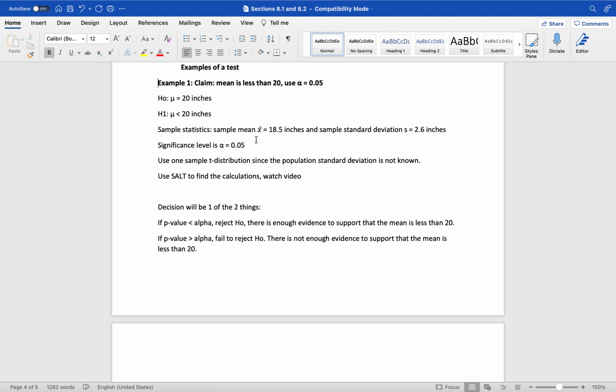Sample means we don't have all the data, we just know some of the data. We're testing that the claim is less than 20. Since the claim is less, that goes in H1. H0 always has equal. We're using a one sample t distribution since the population standard deviation is not known. It's one sample because we're not comparing two groups. So use SALT to find the calculations.